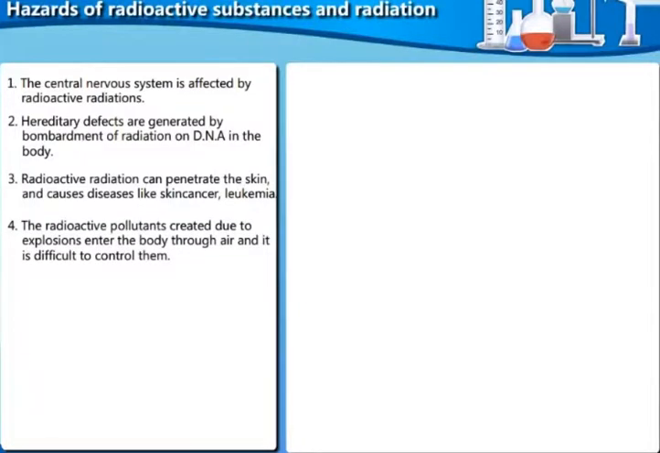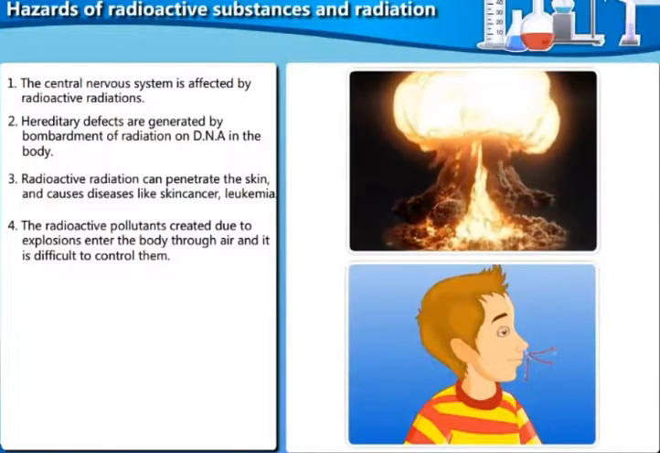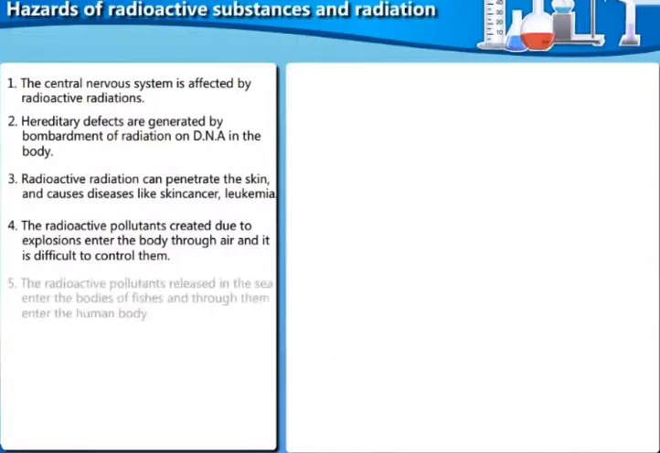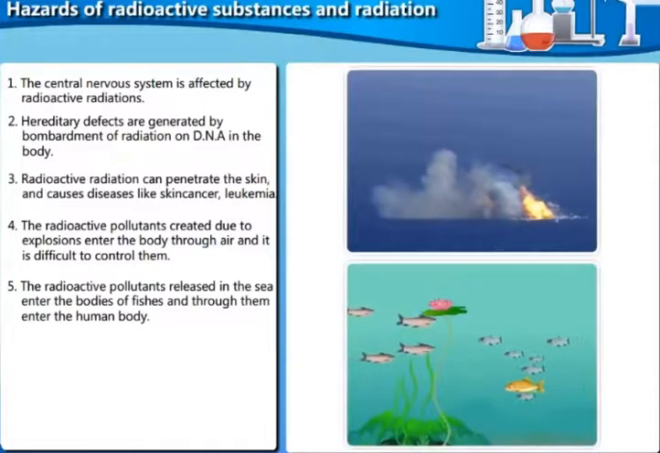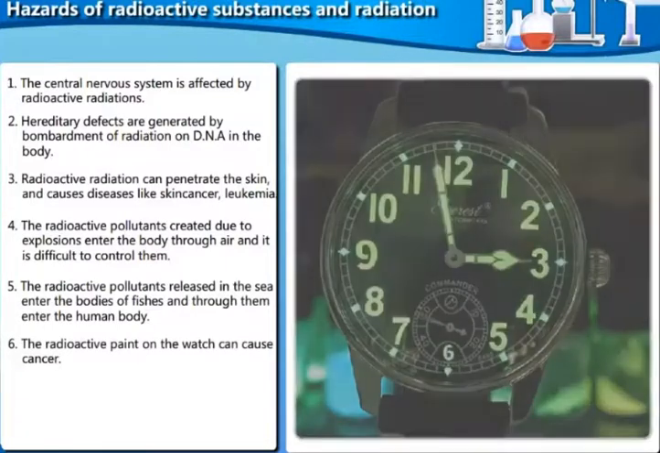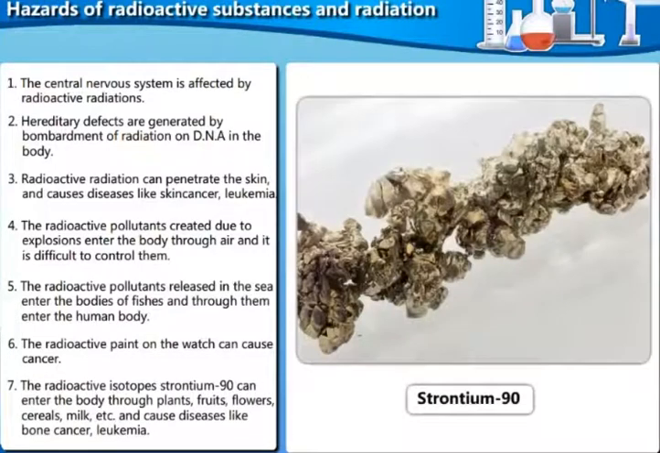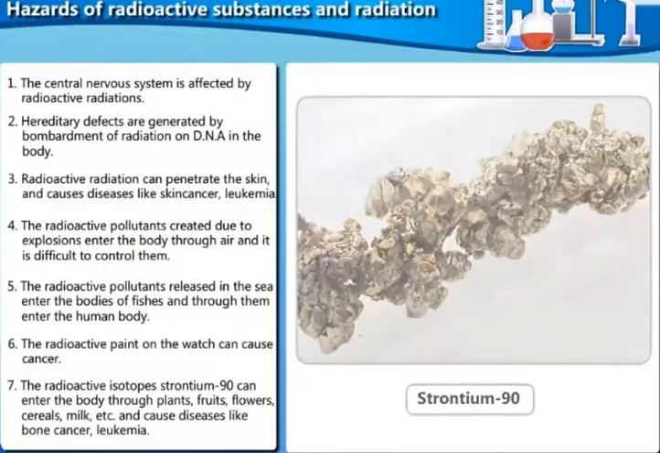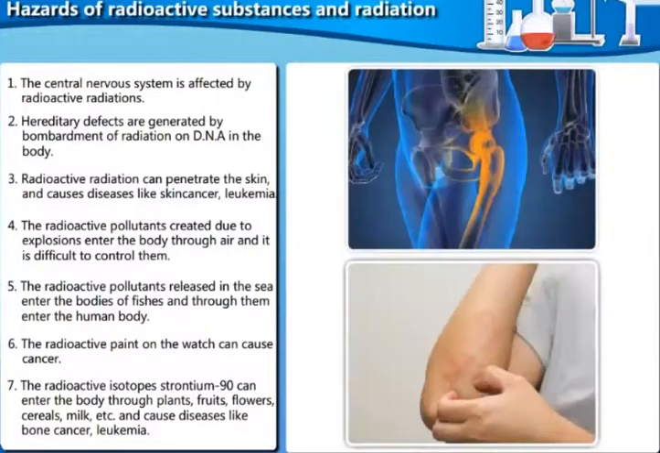4. The radioactive pollutants created due to explosions enter the body through air, and it is difficult to control them. 5. The radioactive pollutants released in the sea enter the bodies of fishes and through them enter the human body. 6. The radioactive paint on the watch can cause cancer. 7. The radioactive isotopes, strontium 90, can enter the body through plants, fruits, flowers, cereals, milk, etc., and cause diseases like bone cancer, leukemia.